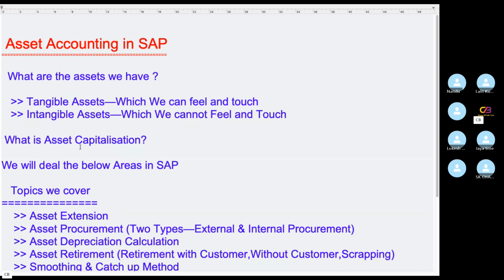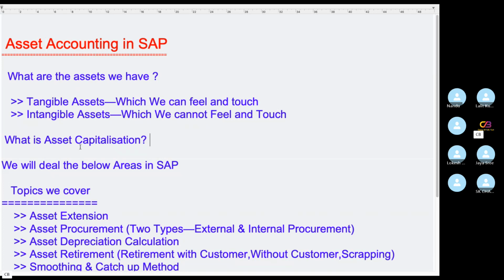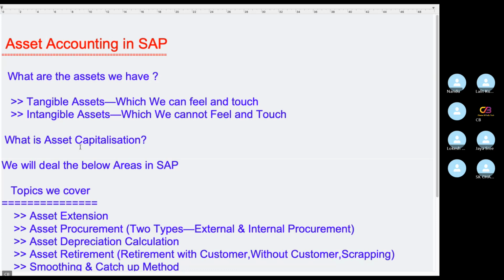One is the revenue expenditure, second is capital expenditure. Revenue expenditure you can treat as an expense; it will be shown on the expenditure side. Capital expenditure, like procuring assets, all comes under capital expenditure. Every company has its own limit for capitalization of the asset. If the company limit is 50,000 and above, then the asset should be capitalized. Below that, we can treat it as an expense.